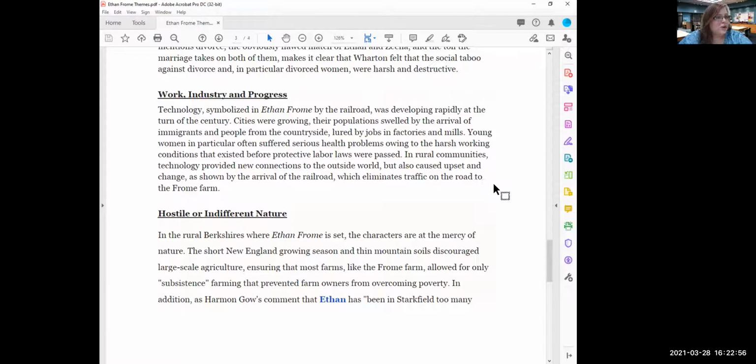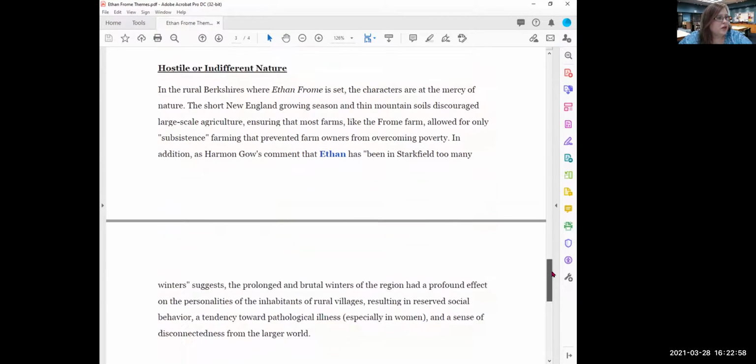This next one, hostile or indifferent nature. In the rural Berkshires, where Ethan Frome is set, the characters are at the mercy of nature. The short New England growing season and thin mountain soils discouraged large-scale agriculture, ensuring that most farms, like the Frome farm, allowed for only subsistence farming that prevented farm owners from overcoming poverty.